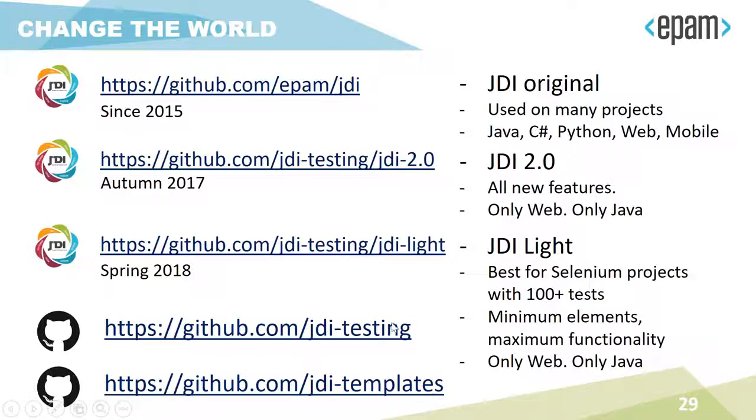All our frameworks are placed under the JDI testing community. Here you can see all the frameworks, and I will show it later. And also we have a list of templates for most common UI projects, and you can see them here. For example, you have UI project for Selenium with Maven, and you can find it here. You can have it for Gradle, and we also have template for JDI 2.0 and JDI.